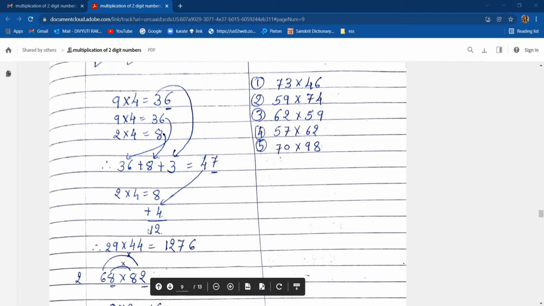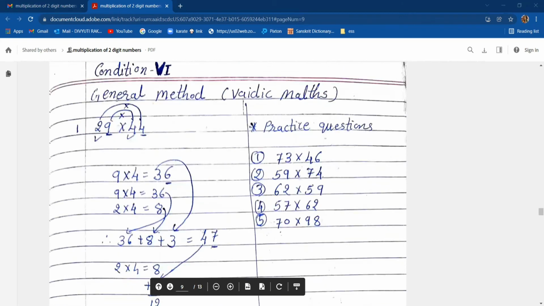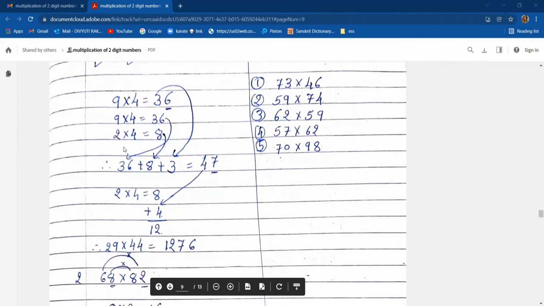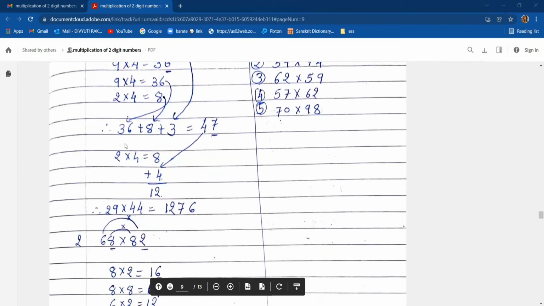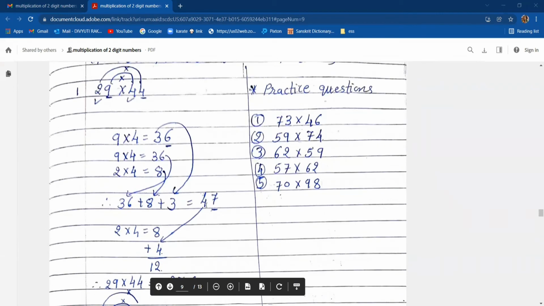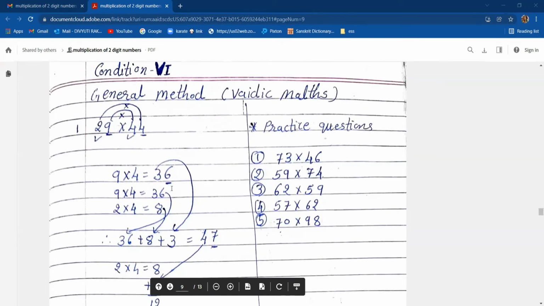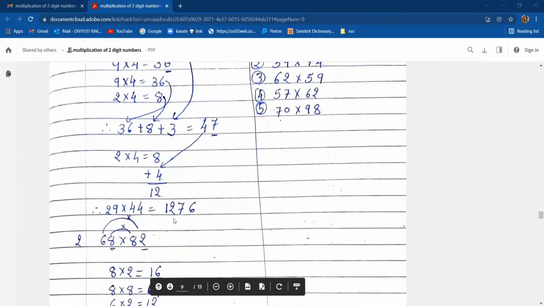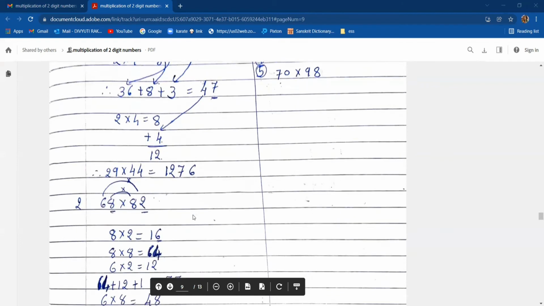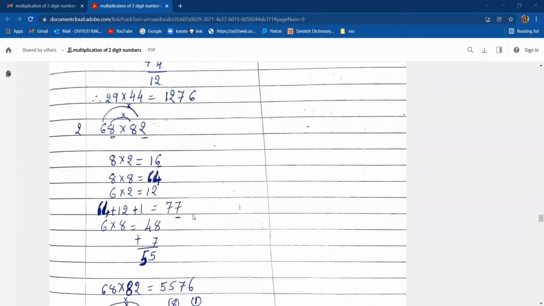So the final answer will be what? Whatever multiplication you are doing for the tens digits, its final answer will be written in the first position. Then in the tens place, your addition answer's unit digit will come, and in the units place, the unit digits' product's unit digit will come. So finally the answer will be 1276. Not much clear, right? Let's move on to the next question. It will automatically make the whole concept clear.